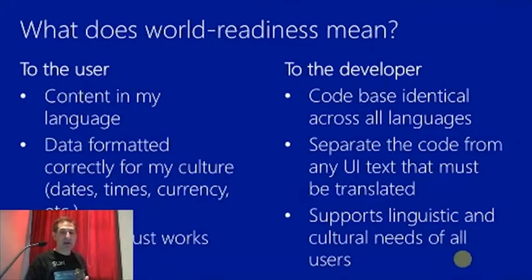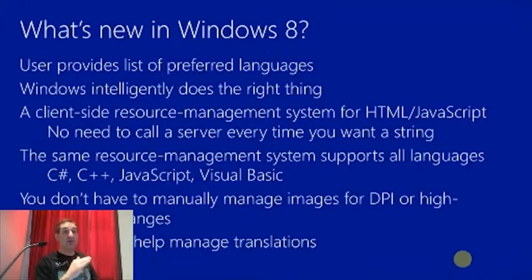The first thing is you want to make sure that your code base is identical across all languages. Otherwise, it makes debugging and maintaining your app quite expensive. You also want to separate your code from your user interface. It just makes it much easier, and it will make your translator's job easier. Otherwise, it means you will be able to get more languages to maintain your app more quickly. And then finally, there's a few things you need to do in order to support linguistic user needs, primarily around globalization. So there's a few things that are new in Windows 8 related to supporting multiple languages.